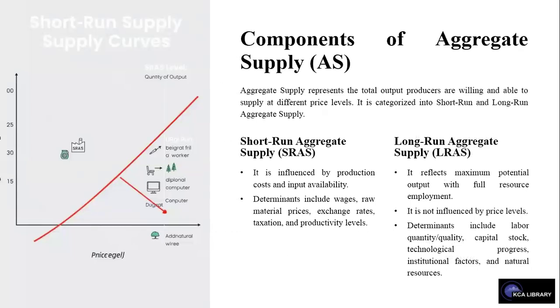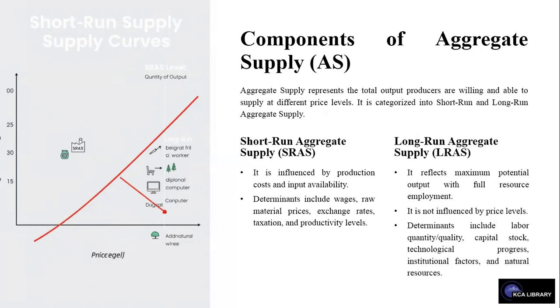For the components of aggregate supply, it represents the total output producers are willing and able to supply at different price levels, and it is categorized into short-run and long-run aggregate supply. The short-run aggregate supply is influenced by production costs and input availability, and its determinants include wages, raw material prices, exchange rates, taxation, and productivity levels.